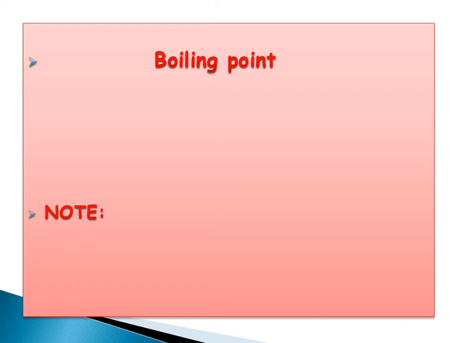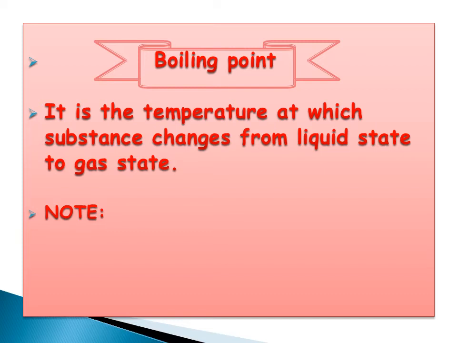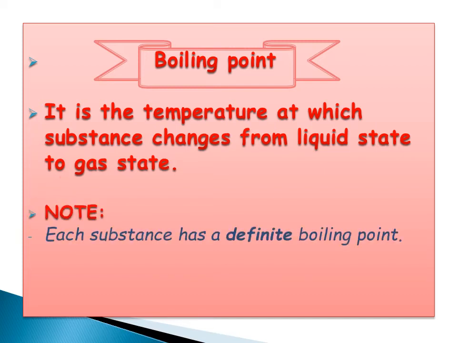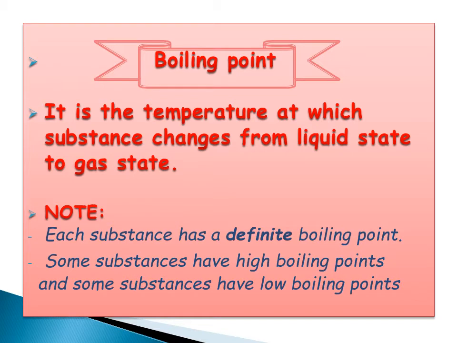Another point: boiling point. Boiling point is the temperature at which a substance changes from liquid state to gaseous state. Like melting point, each substance has a definite boiling point. We said that each substance has a definite melting point, and also each substance has a definite boiling point. Some substances have high boiling point and some substances have low boiling point.